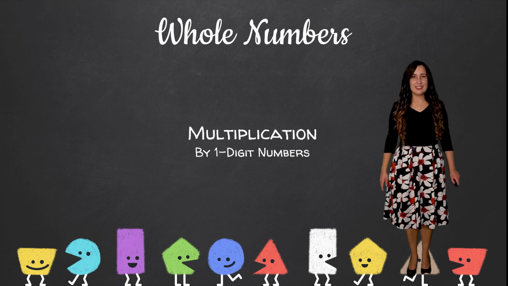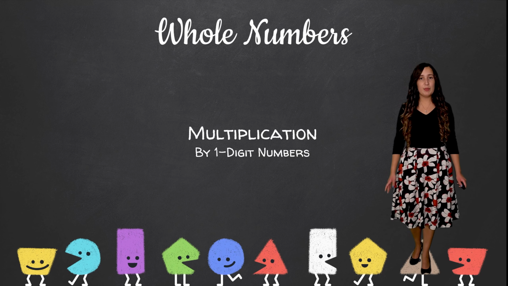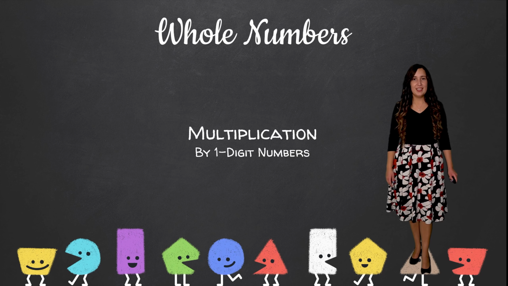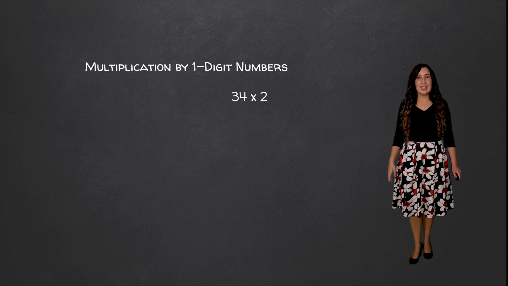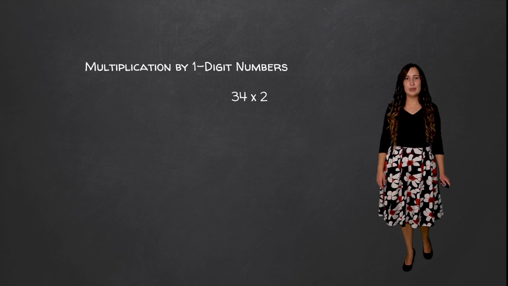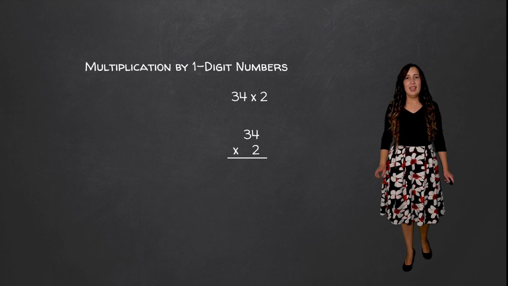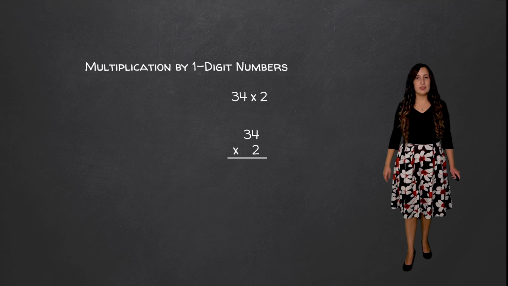Hello, mathematicians. Today we're going to be learning about whole numbers, more specifically how to multiply by one-digit numbers. To get us started, we have 34 times 2. And to make our lives a little easier, we're going to take this problem and write it vertically. Now that I have my problem written vertically, it makes it a little easier for us to solve it.